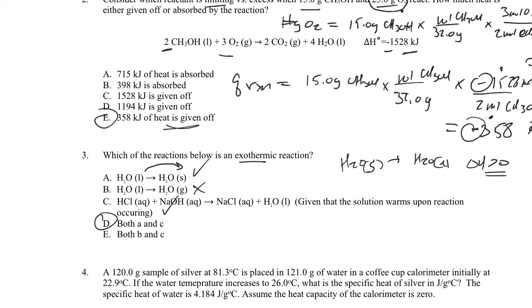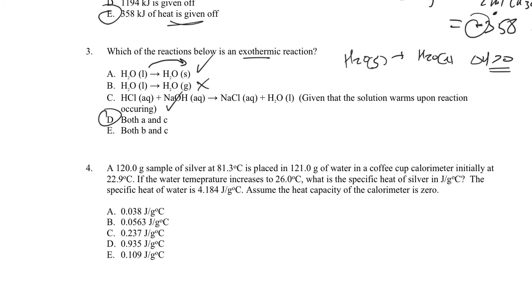Okay, let's move on to the next question, number 4. I have 120 grams of silver at 81.3 degrees placed in 121 grams of water in a coffee cup calorimeter, just an insulated coffee cup open to the atmosphere, at 22.9 degrees C. The water temperature increases to 26 degrees C. We're asked to find the specific heat of silver.